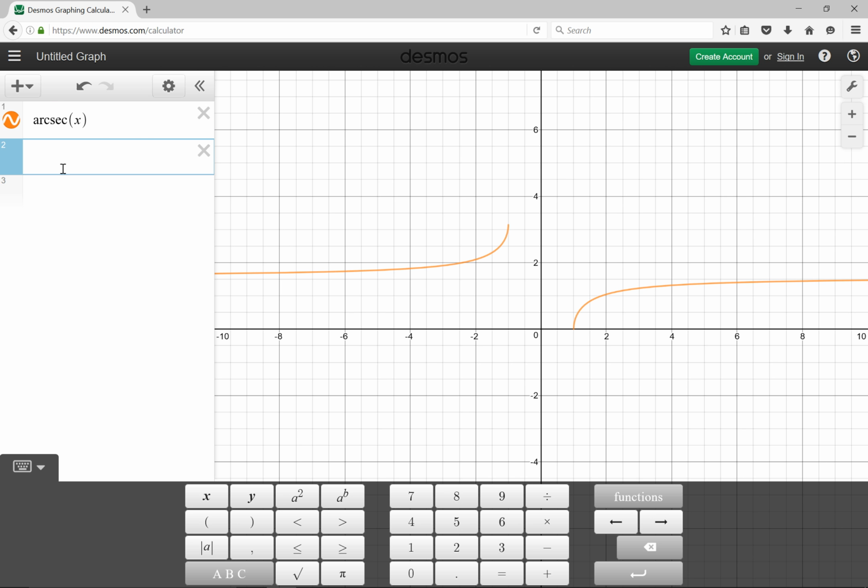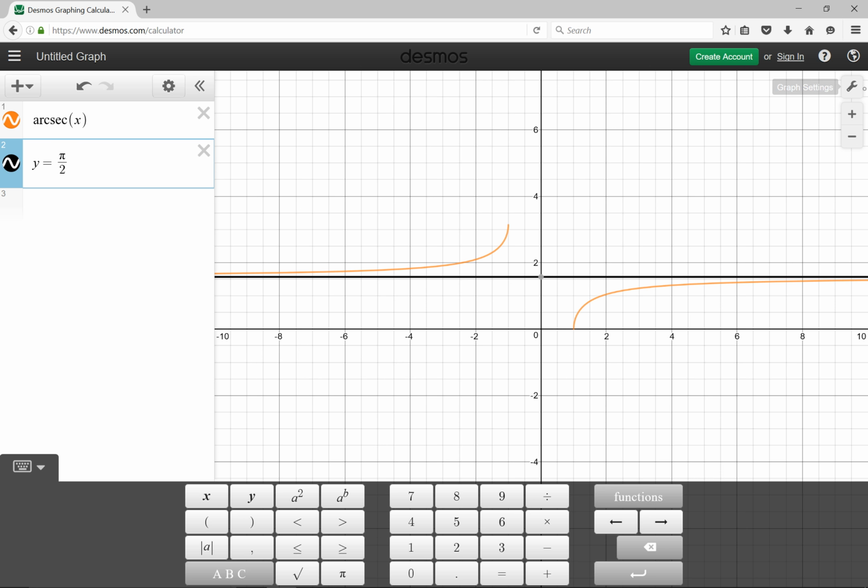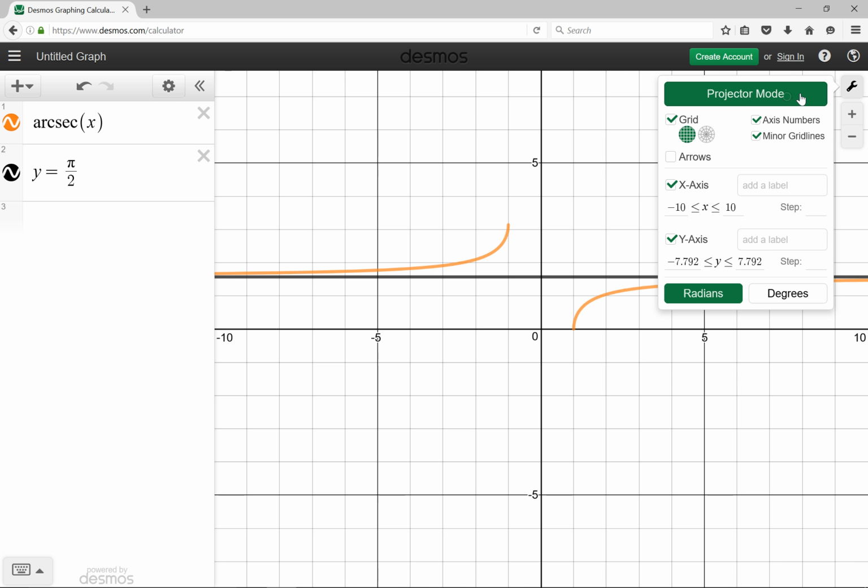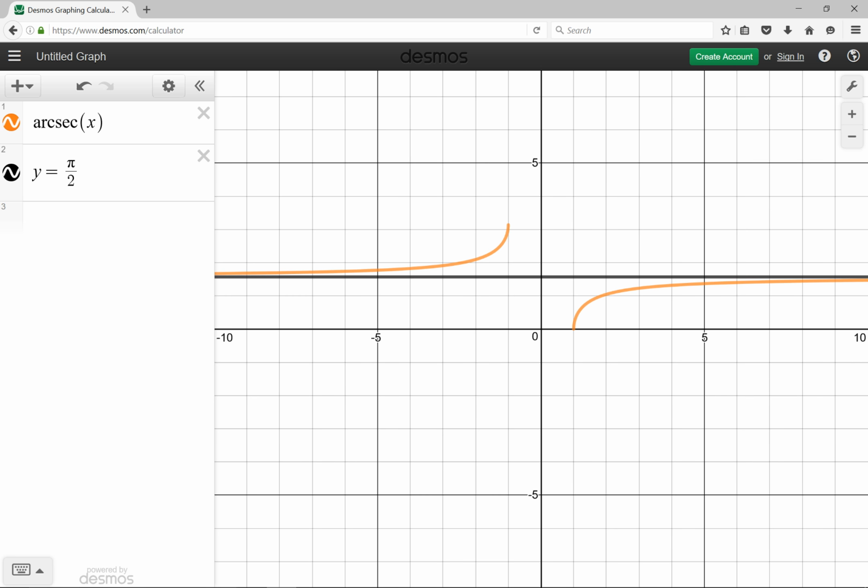Hey, let's graph the line y equals pi divided by 2. Oh, look at that. It's a horizontal asymptote, yes? Nice. And away we go. Oh, look at this point right here. Check it out. This point, negative 1, pi. This point, 1, 0. Good stuff. Okay? So arcs are inverse functions. Pretty big deal.